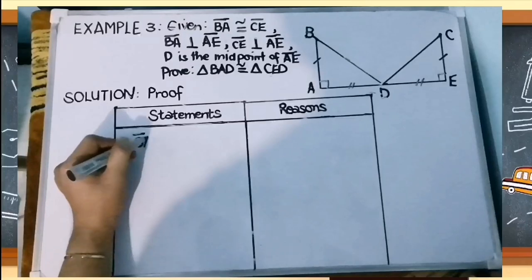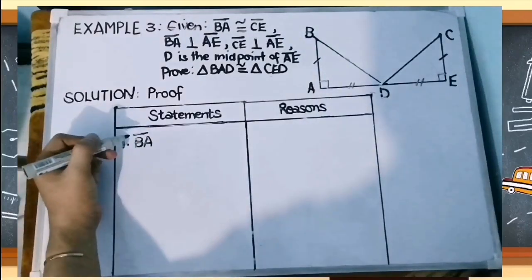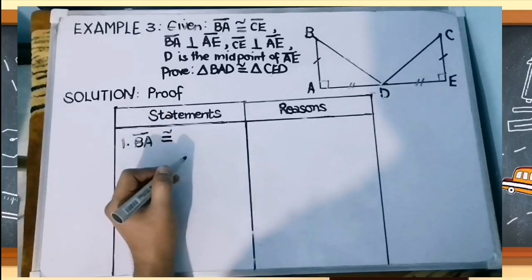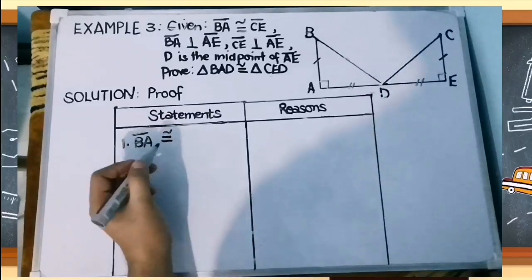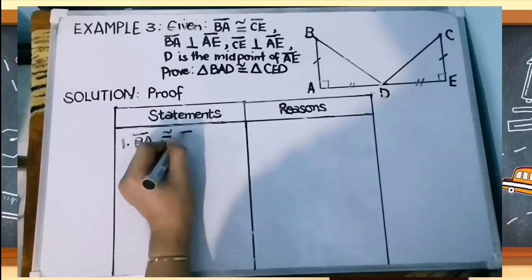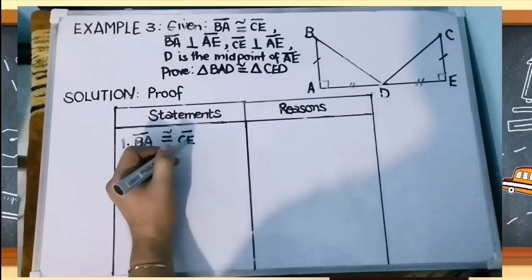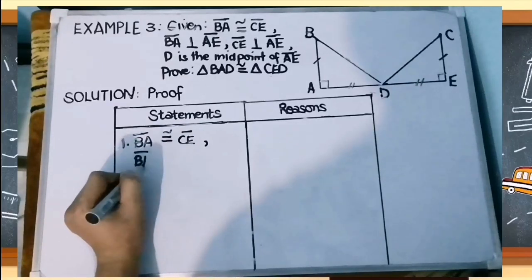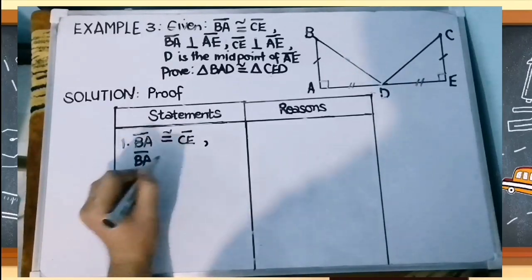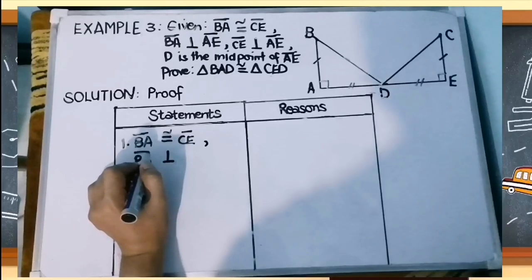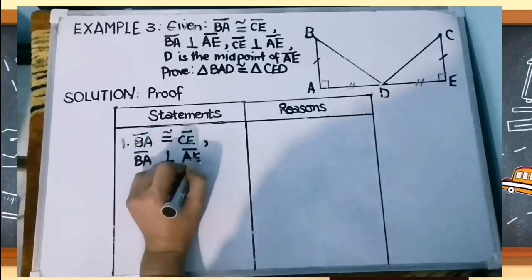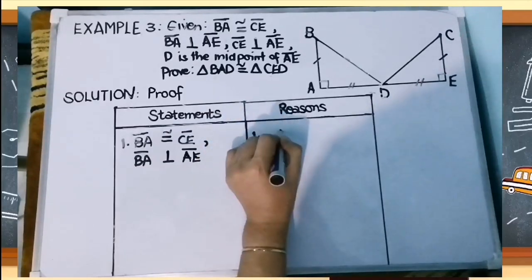Segment BA is congruent with segment CE. And then segment BA is perpendicular with segment AE. So that is our given.